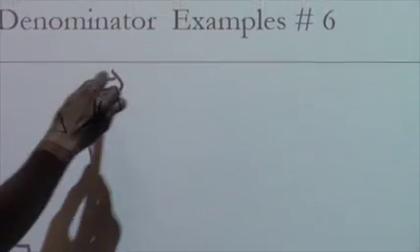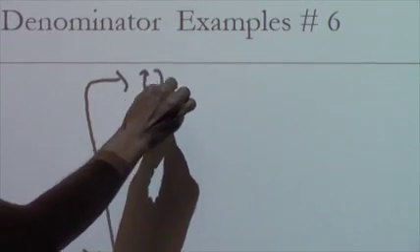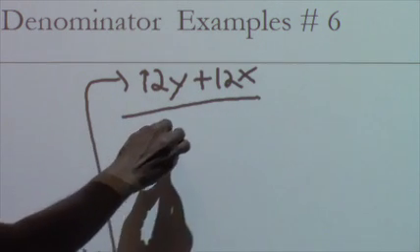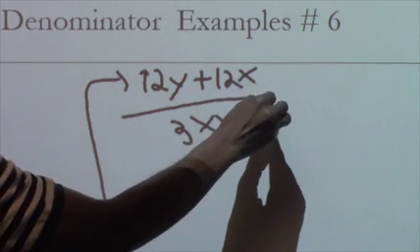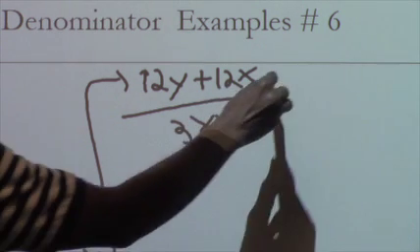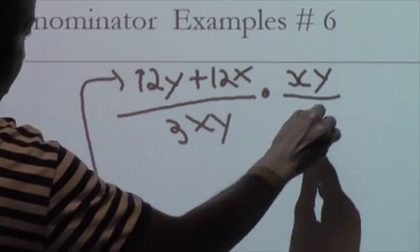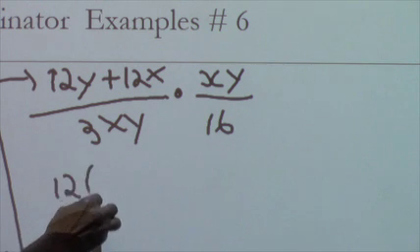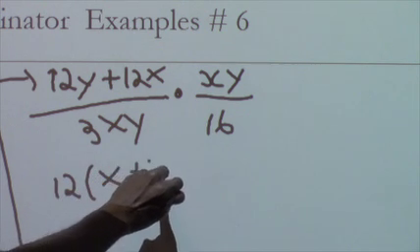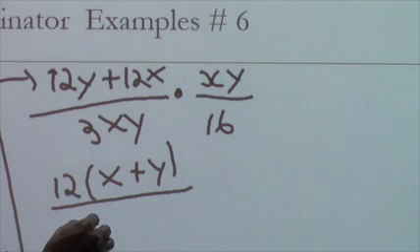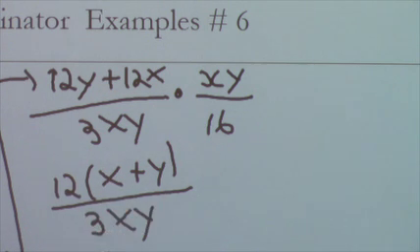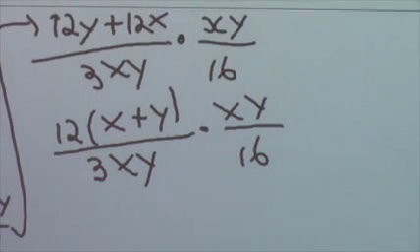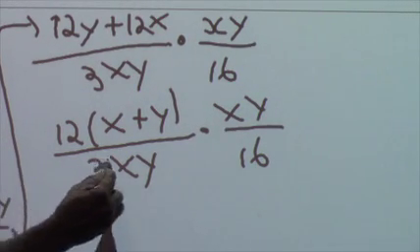So let's go over here. We write the product as 12y plus 12x over 3xy times xy over 16. Now we see that on top, we can do some factoring. 12 is common. We can take out 12. I'm going to just write that as x plus y. I could do y plus x. That's fine. And then I have 3xy over here times xy over 16.